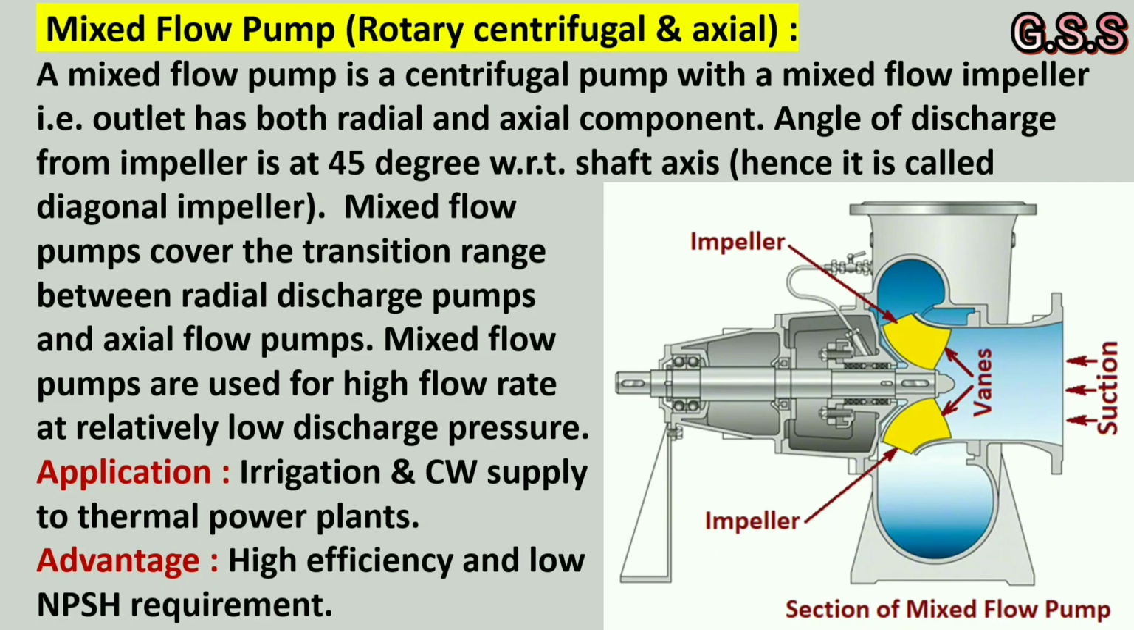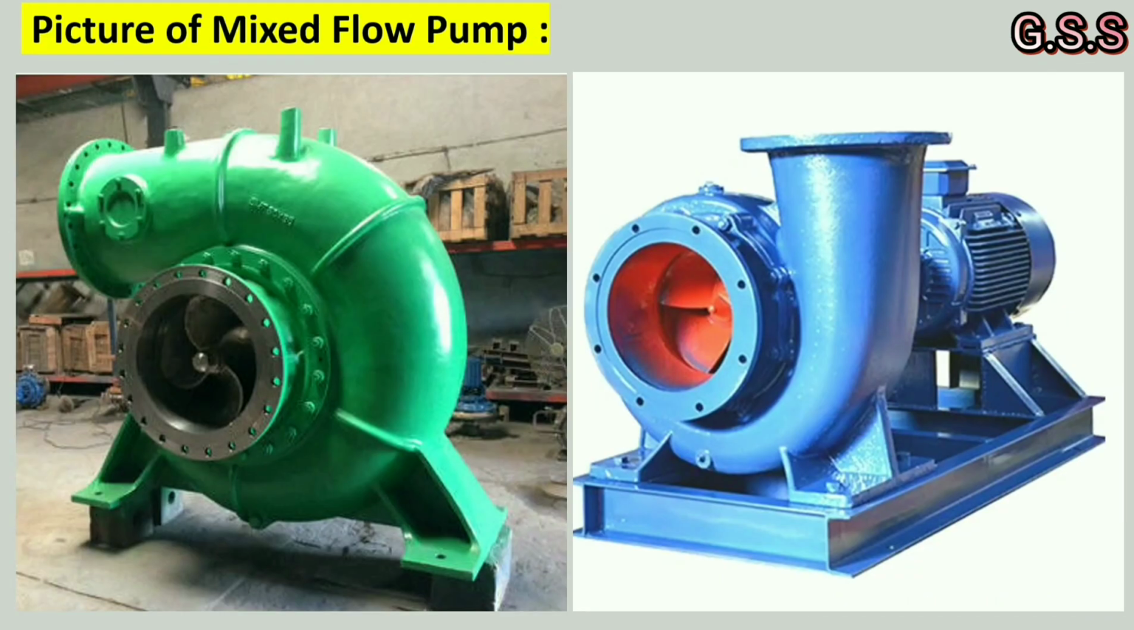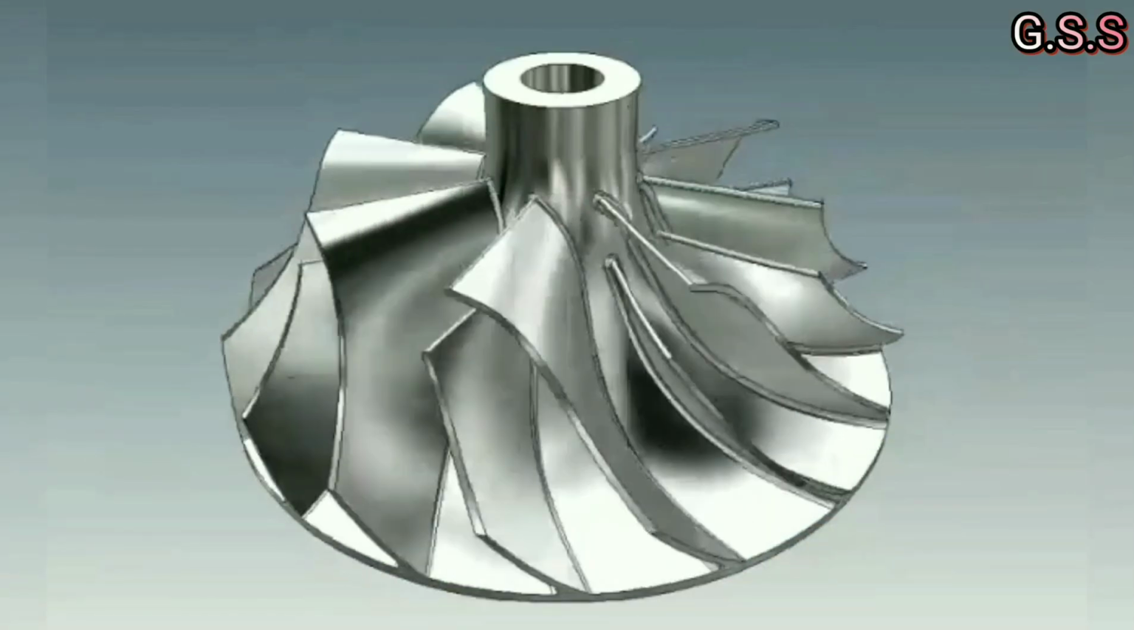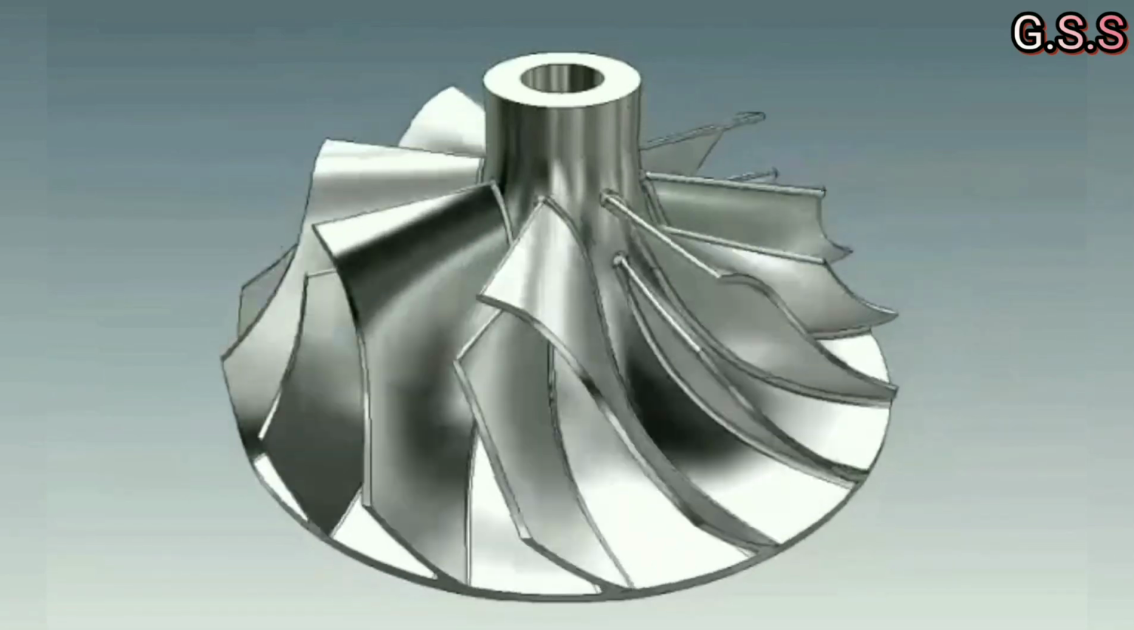Mixed flow pumps cover the transition range between radial discharge pumps and axial flow pumps. Mixed flow pumps are used for high flow rate at relatively low discharge pressure. They are used for irrigation and cooling water supply to thermal power plants. And the advantage of mixed flow pump is high efficiency and low NPSH requirement. This is a picture of mixed flow pumps. The impeller of mixed flow pump rotates like this.